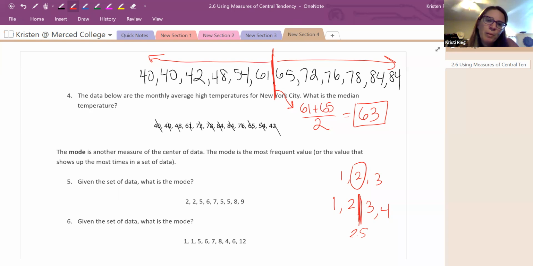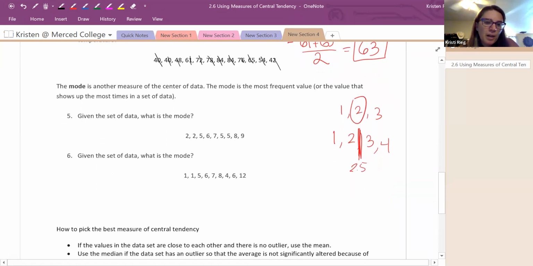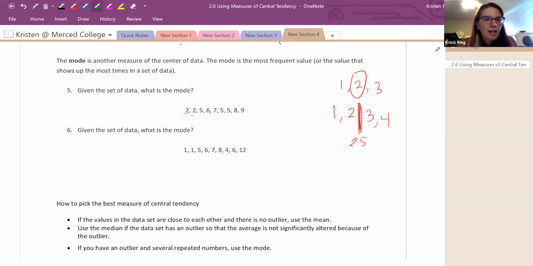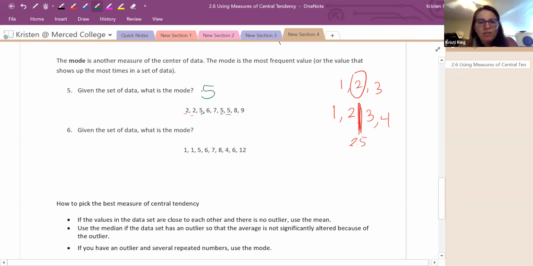Okay, last word for measures of central tendency is mode. Mode is the number that occurs the most. It's the most frequent. It shows up the most number of times. So looking at this data set, it's in number order, but that doesn't matter. Well, it kind of matters. It's not in number order. This 5's over there and 5's over here. Okay, so I see I have 2 2s and I have 3 5s and everything else just has a 1. So the mode is 5. That's it. It's just which one is the most. 5 is the most. There we go.